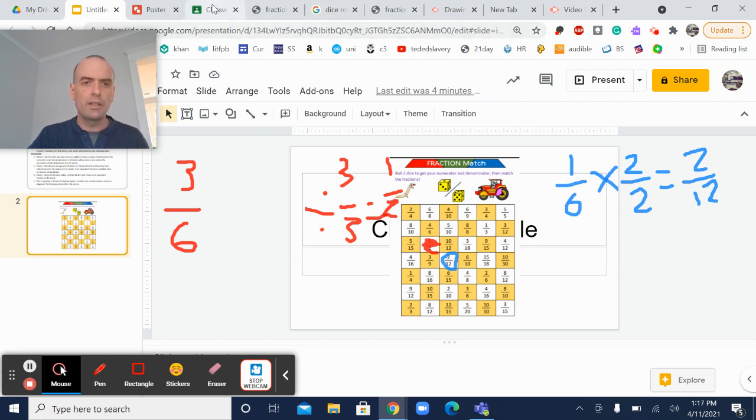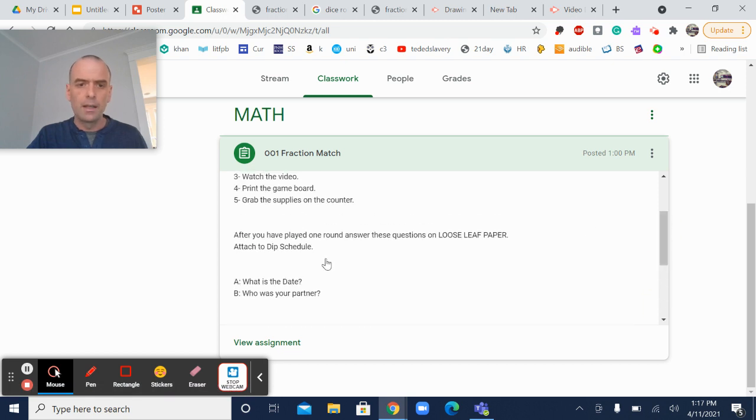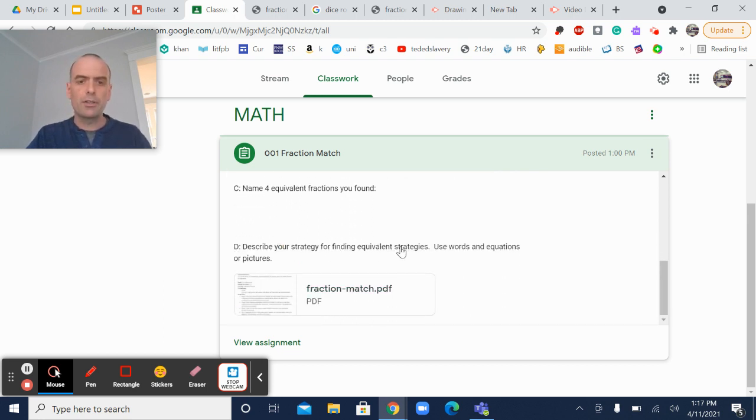Then when you're done, notice on classwork that I asked you to fill out these questions. So I want you to go to the paper bin and get a piece of loose leaf. What is the date? Who is your partner? Name 4 equivalent fractions you found, and describe your strategy for finding equivalent fractions. Use words and equations or pictures. So I want those answered and that attached to your dip board. Okay, that's how you'll prove that you played the game, and you can play this game more than once.